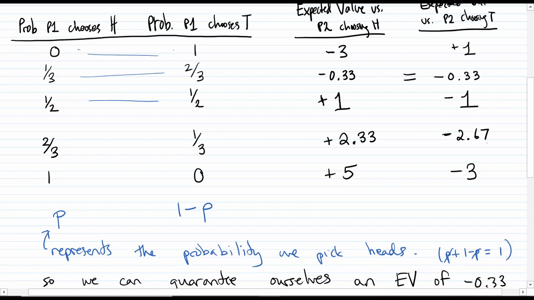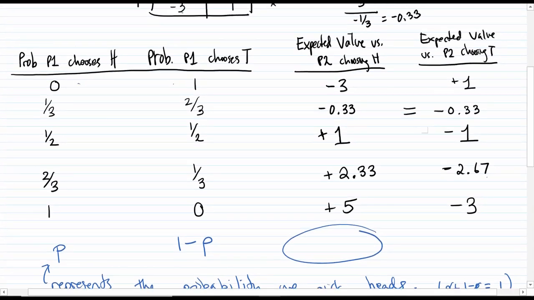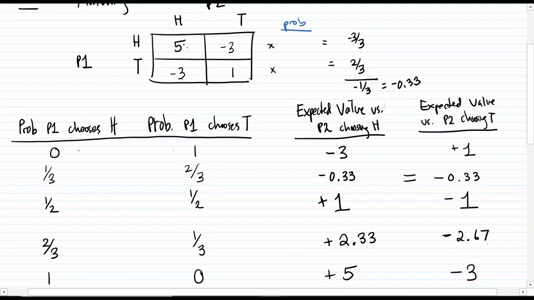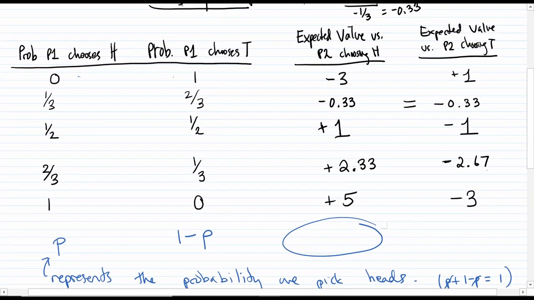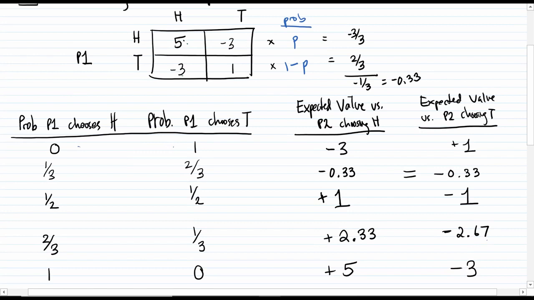So that's the complement probability. Now then, what's the expected value against player 2 choosing heads? Well, how are we going to figure that out? It's the exact same as what we did before. Instead of putting numbers here for probabilities, though, I'm going to use variables. So my probability of choosing heads was p. My probability of choosing tails was 1 minus p. And so what's going to happen when I multiply the outcomes by those probabilities? Well, let's see.